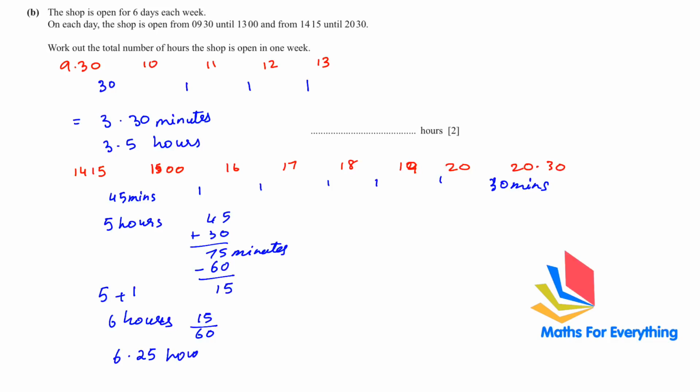So this is hours. How many hours do we have in total? We have 3.5 hours plus 6.25. Sorry, I wrote by mistake here 9. So in total you have 9.75 hours. Multiply by 6 because there are 6 days in each week when the shop is open. And you will get 58.5 hours.